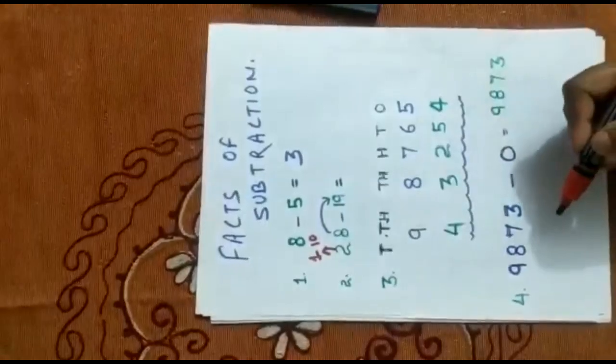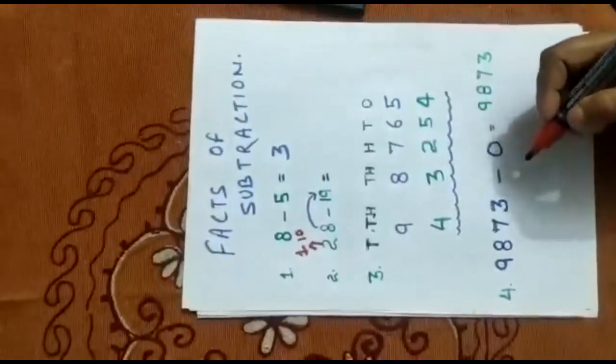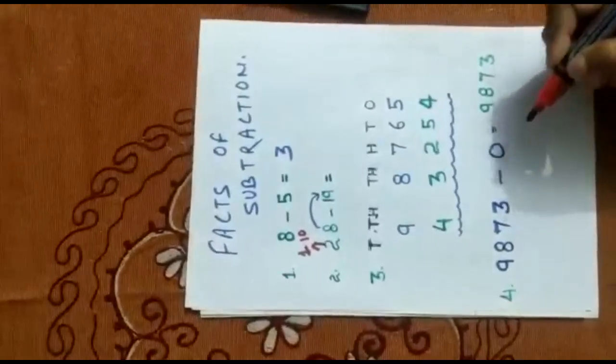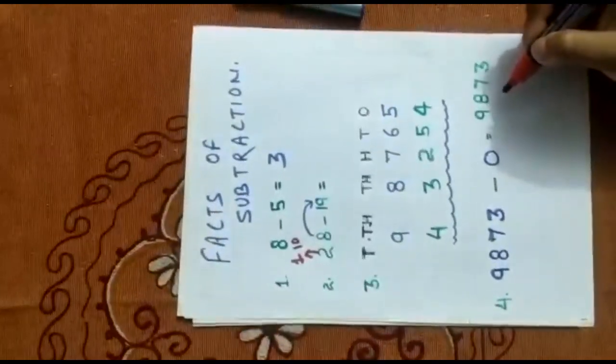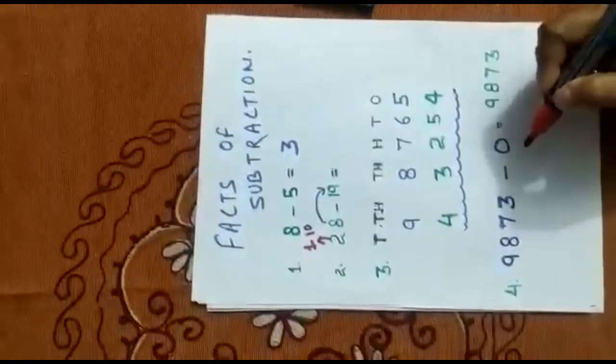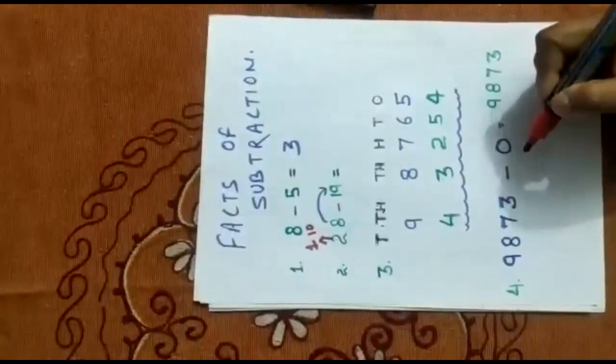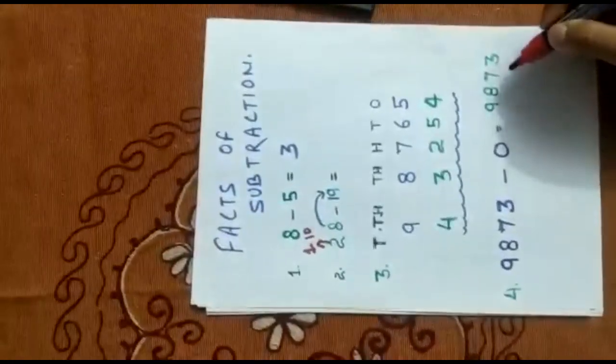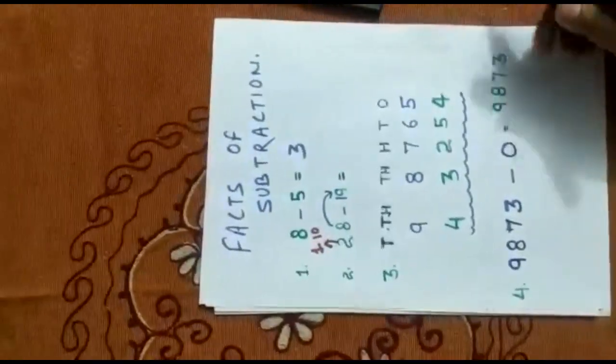So here come to the fourth fact. If 0 is subtracted from a number, then the result is the number itself. It means when 0 is subtracted from a number, it does not change the value of the number.